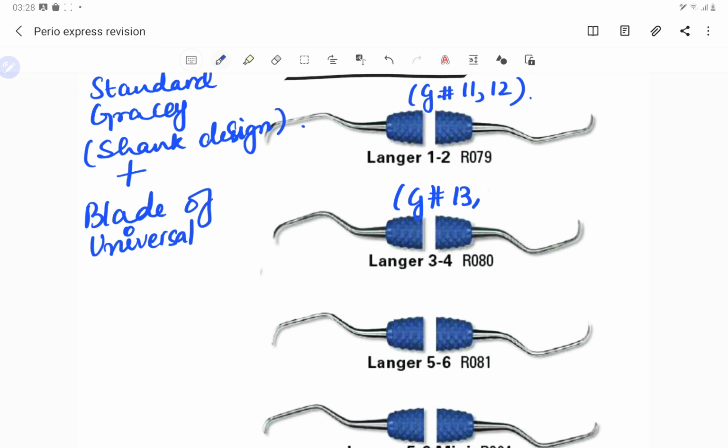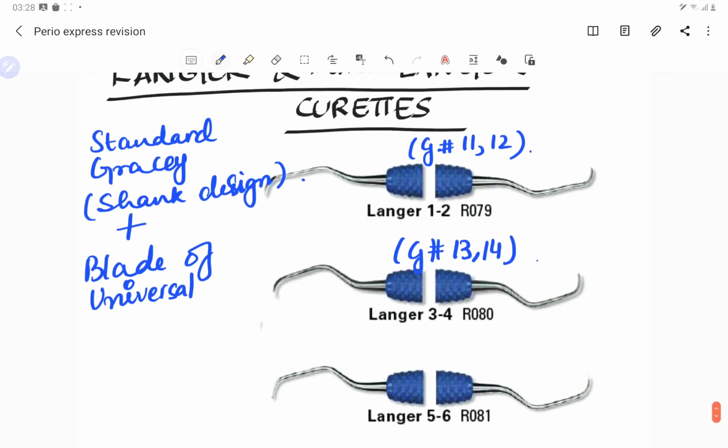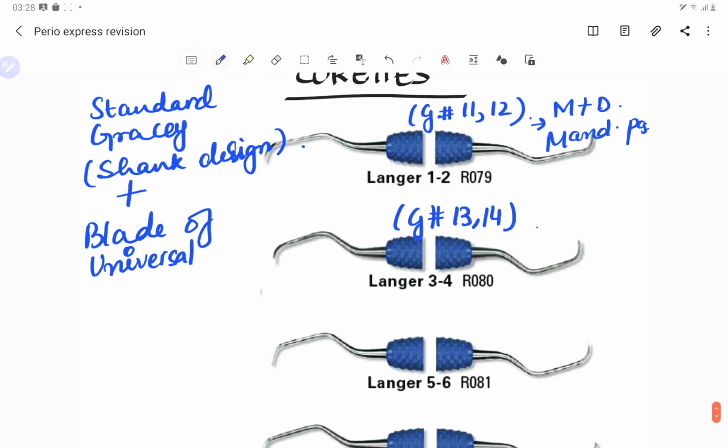So if you remember, 11, 12 is the mesial one. So the Langer 1 and 2, we use it for the mesial, plus here we use the distal as well. But this one, we talk about the mandibular teeth, mandibular posterior. And for 13, 14, we use it on mesial and distal surface of the maxillary posterior. So this is the difference between the Langer and the Gracie's curette.